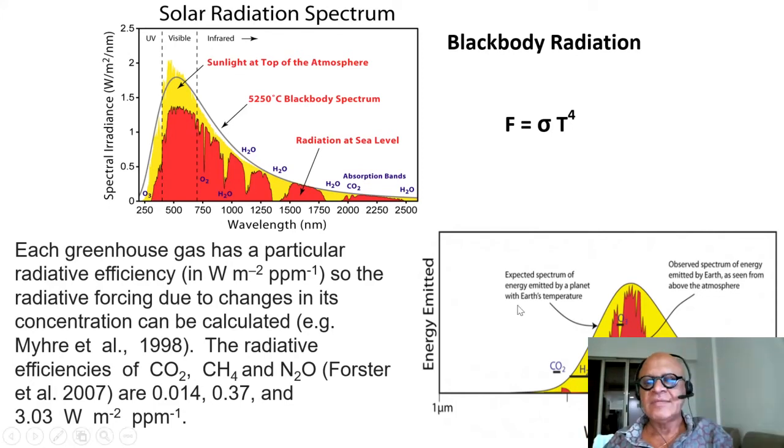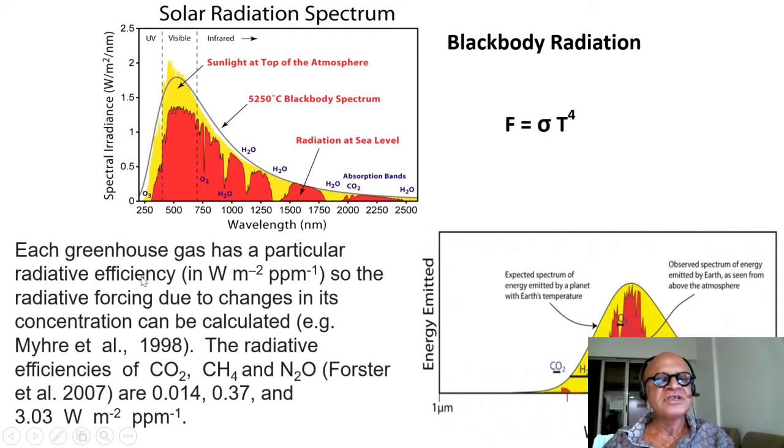Nonetheless, the blackbody radiation of the Earth can be written as sigma T to the 4th, where T is the emission temperature, which is being emitted from some levels in the atmosphere. It's not like one particular level. Sigma is the Stefan-Boltzmann constant, so this is called the blackbody radiation or Stefan-Boltzmann equation.